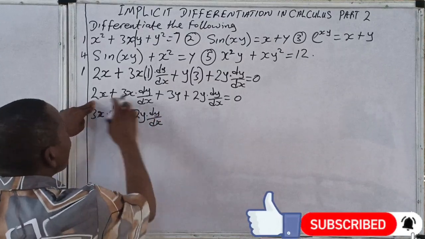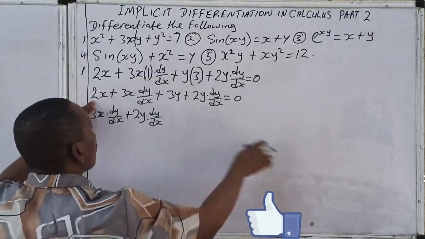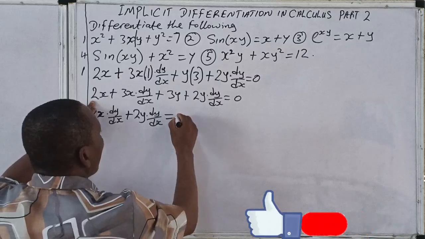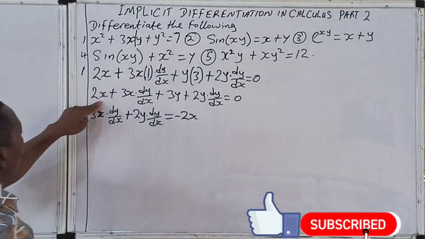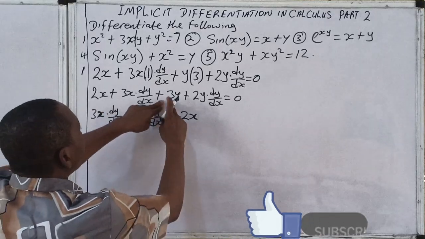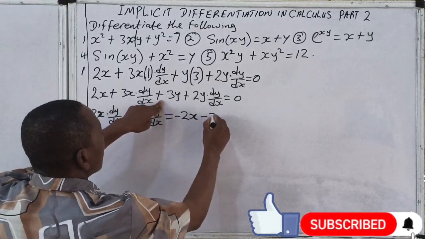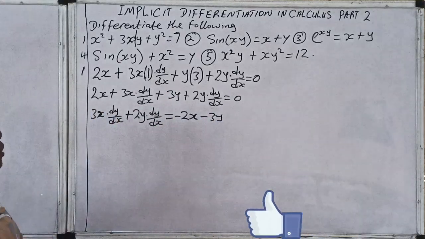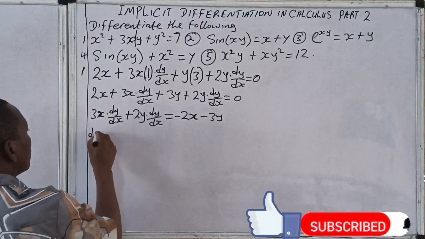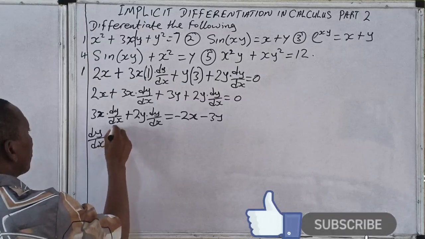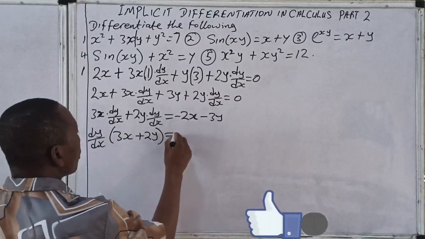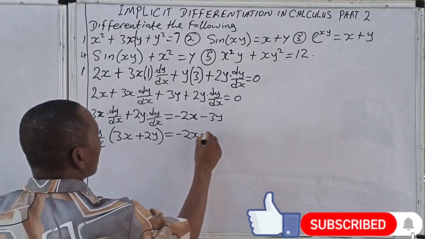Now, this and this, I'll have to take across the equal sign. If this crosses the equal sign, we now have minus 2x. Remember, we have 2x here. If it crosses the equal sign, it becomes minus 2x. And if this crosses the equal sign, it becomes minus 3y. Okay? So these have dy/dx in common. So I'll put dy/dx (3x plus 2y) equal to minus 2x minus 3y.